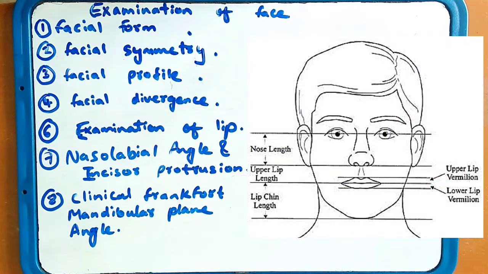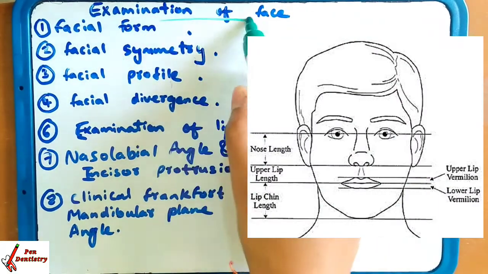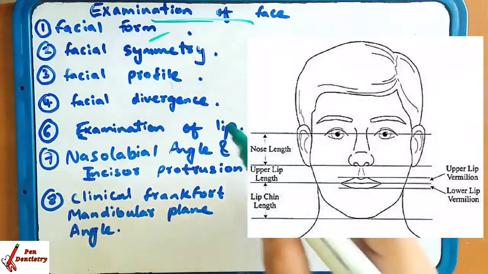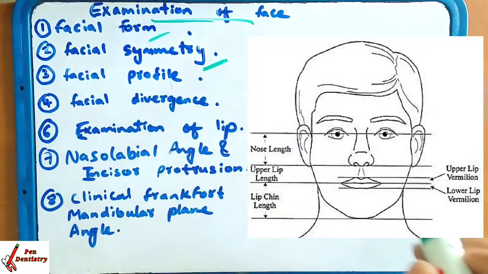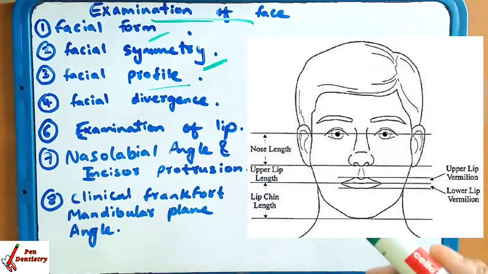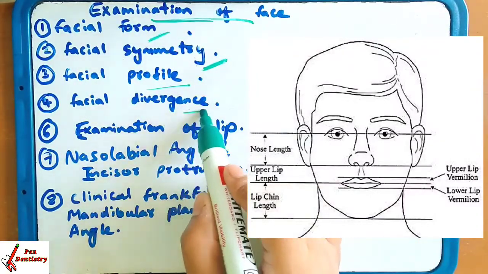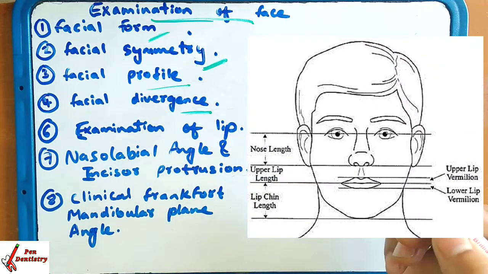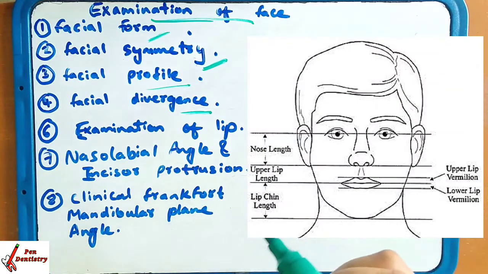Today we are going to cover the examination of the face in a very detailed manner. First we are going to learn facial form. Then facial symmetry, whether the face is bilateral, we will cover that. Facial profile, whether a concave or convex profile is there. Facial divergence, whether the face has diverged, protrusion has occurred, or anterior divergence, posterior divergence, straight, these things.